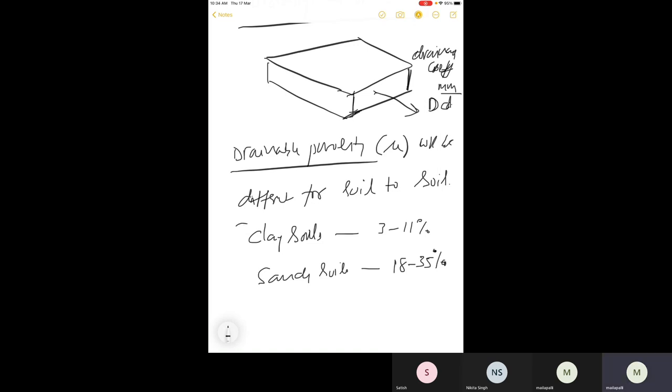This information is very important. Based on the capacity of soil to drain, it really helps in designing a drainage system: how many laterals, what is the size of the lateral, how close we need to put these laterals so that the entire field can be drained properly. And that will also decide what is an appropriate crop to be grown in that particular field, clay soil versus sandy soil. This information is really important before you design a drainage system.